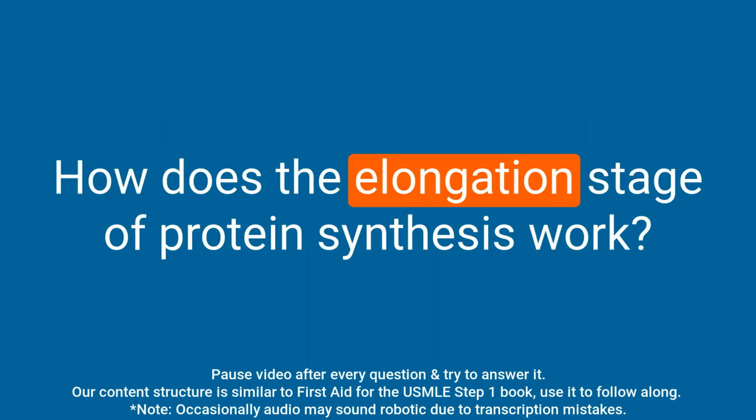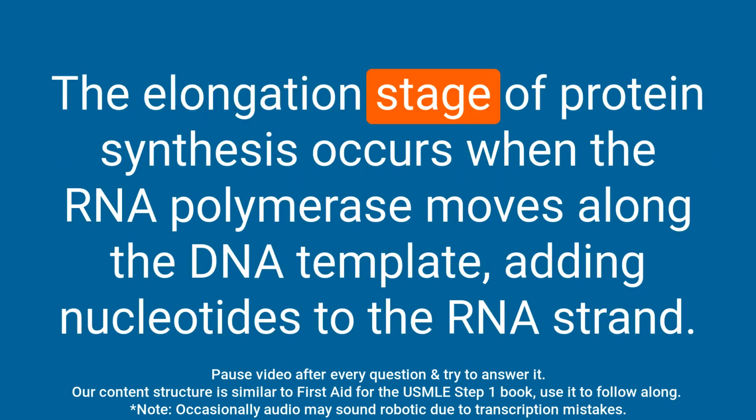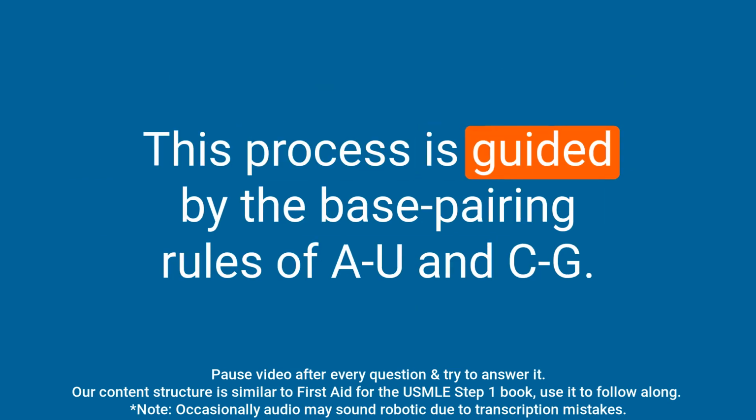Question: how does the elongation stage of protein synthesis work? Answer: the elongation stage of protein synthesis occurs when the RNA polymerase moves along the DNA template, adding nucleotides to the RNA strand. This process is guided by the base pairing rules of A-U and C-G.